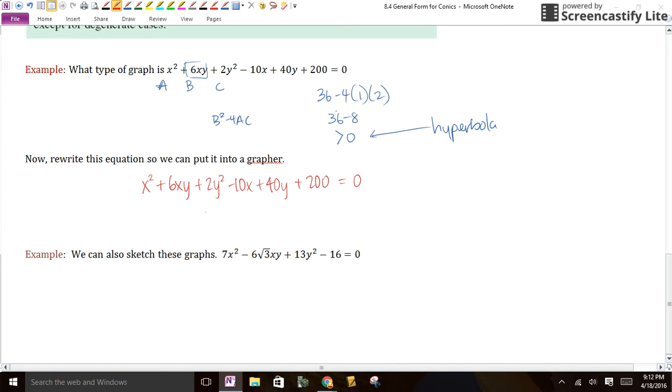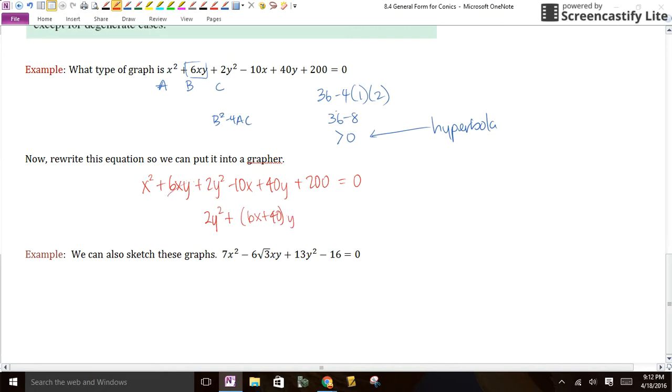Well, first let's write it like a quadratic formula. So again, we care about the y variable. So we're going to go 2y squared. And then we need the y term. Well, what is the y term? It's going to be plus. And then what do we have? 6x plus 40. And that's the y term.